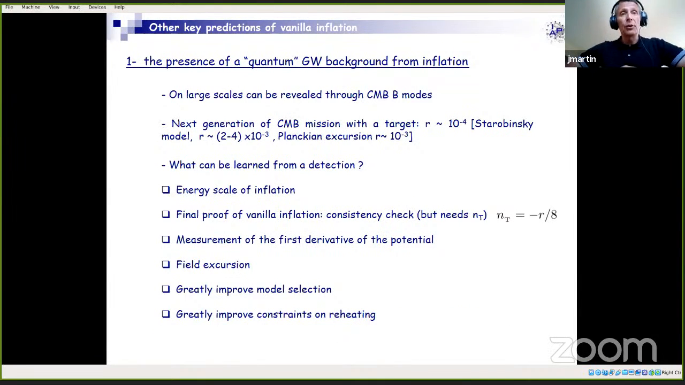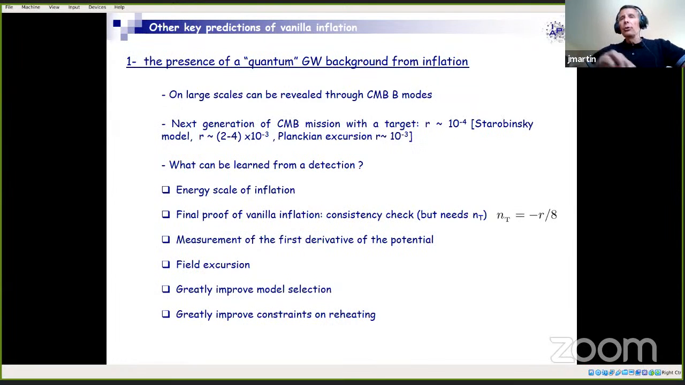and we could learn a lot from a possible detection. We would learn about the energy scale of inflation. We could test the consistency check of inflation, which would be a final proof that we have to deal with vanilla models, or on the contrary, we would maybe observe a violation of this relationship. We would measure the first derivative of the potential. We will have access to the field excursion, and this would greatly improve model selection and constraints on reheating. So really, of course, this is like a Rosetta Stone for inflation. It would be very useful to be able to detect this background.